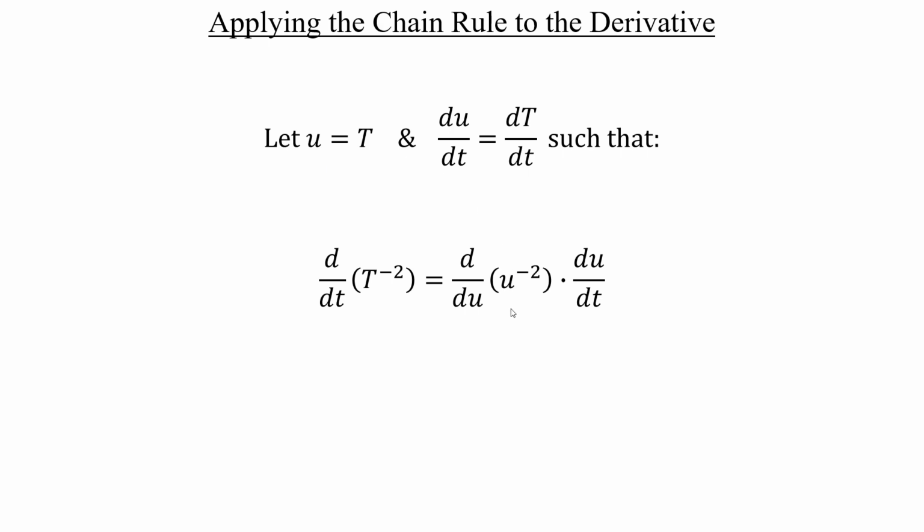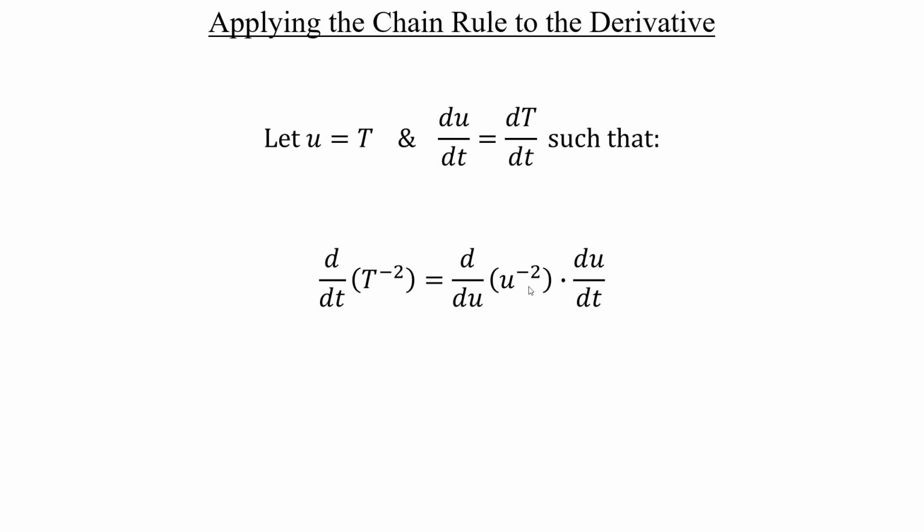And now we're going to take a derivative of the outer function with u as the inner one with respect to u. And then multiply that by du dt, which we actually have already. That's up here, right? We know du dt is dT dt. So this whole thing can look a little intimidating, but really we only have one piece we need to worry about, and that's this one right here.